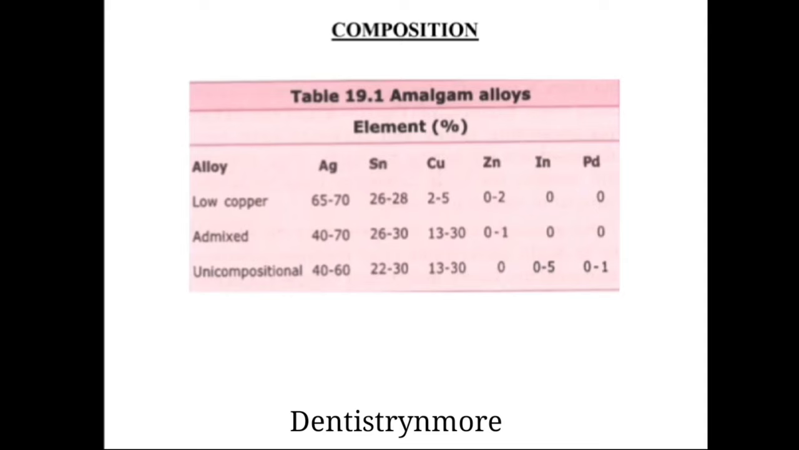Now we are moving to the composition of the amalgam alloys. The elements are based on the percentage, which includes low copper, admixed and unicomposition. Here you can see the percentages of silver, tin, copper and zinc in case of low copper, admixed and also unicompositional.